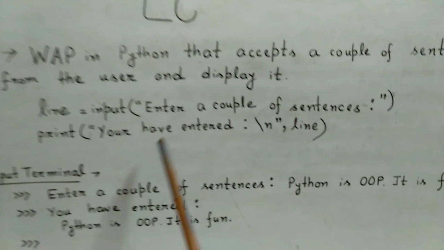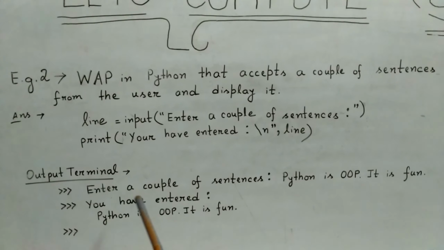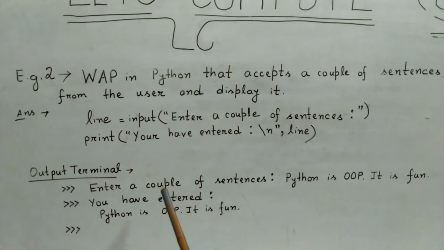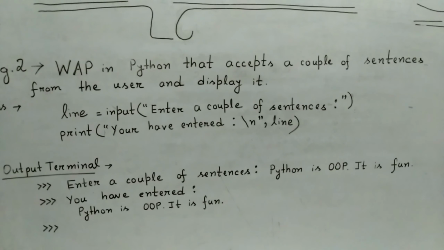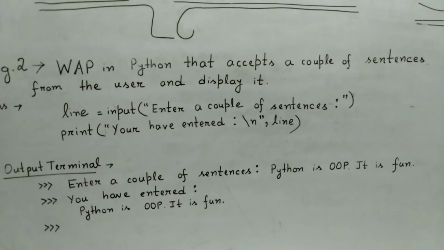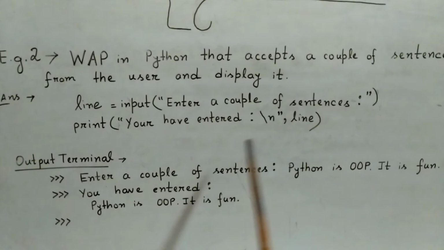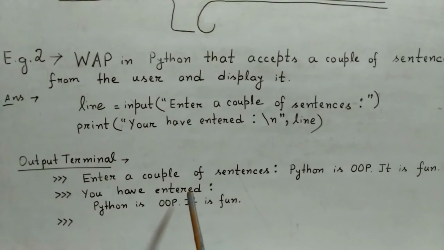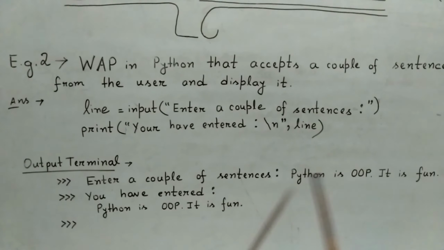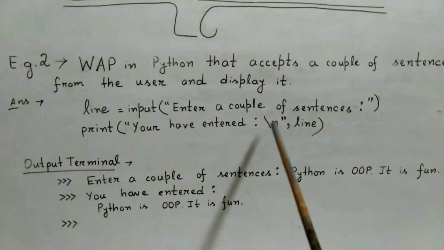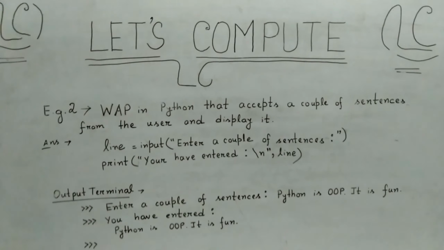Okay. Now come to the output terminal. In front of the user, he or she would have this very message, enter a couple of sentences. He or she then would input any two or three sentences of his or her choice. We have entered these two sentences and the output would become this. Yes, the line you have entered is displayed in the next line due to this very new line character. Let us execute it.